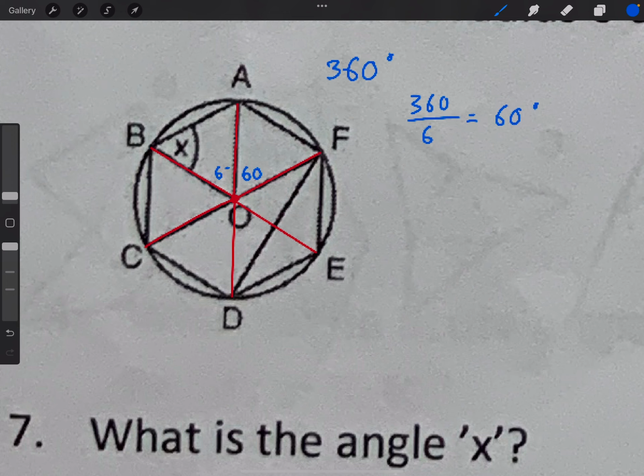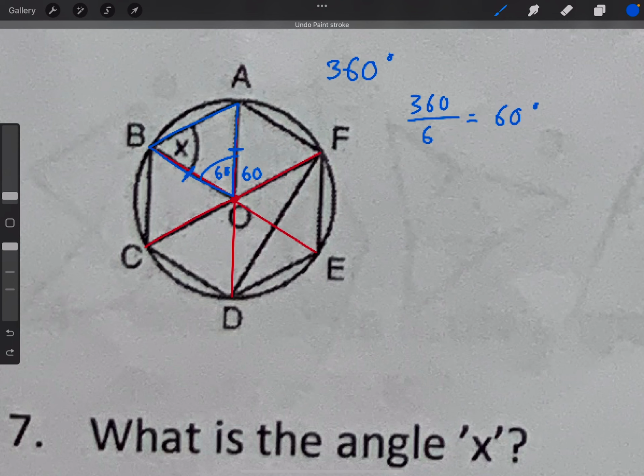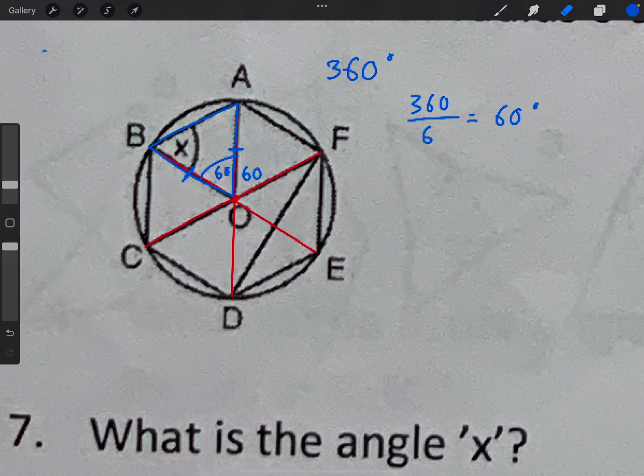Now, we also know that this triangle, let's look at this top triangle here. I'm going to color this in blue. This triangle is an isosceles triangle because we know that this length is equal to this length because they're both the radius of the circle. So we know it's an isosceles triangle. Now, if this is 60, what are these two angles? What's X? Let's say this is X. This is also X, by the way, because it's an isosceles triangle.